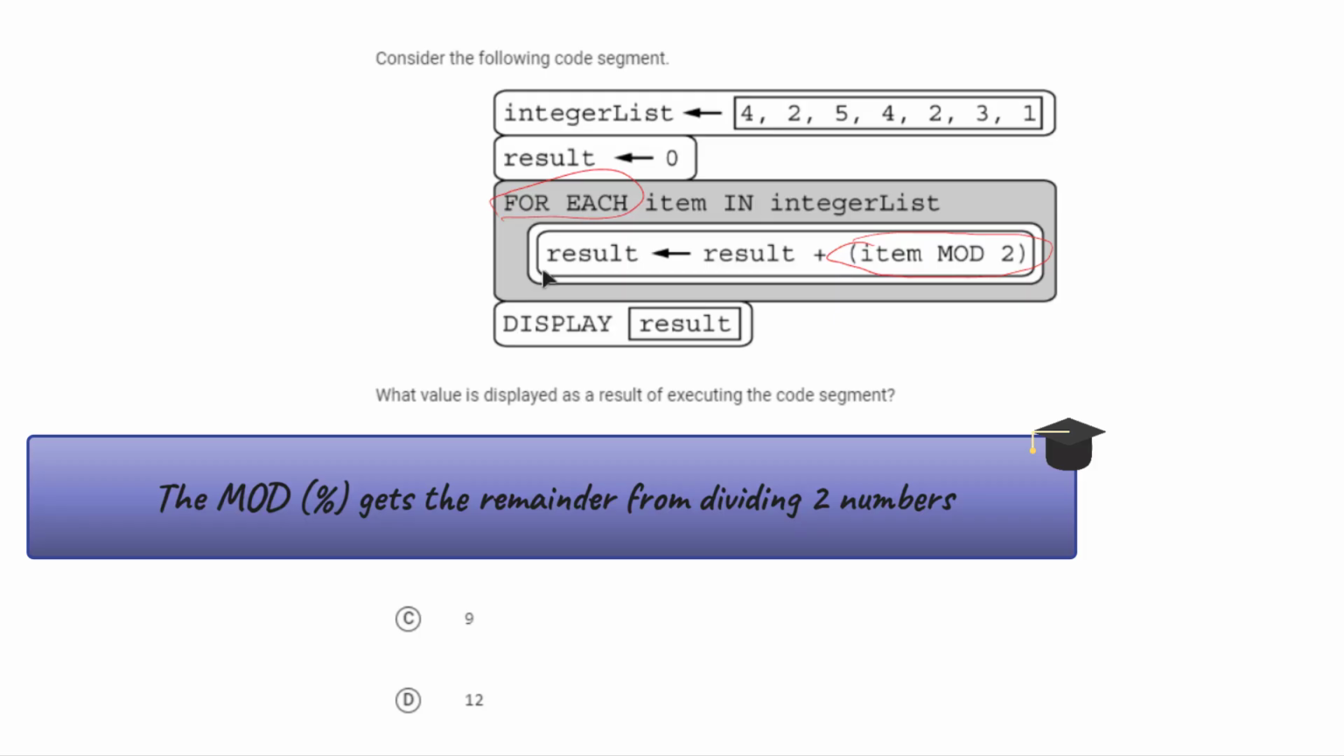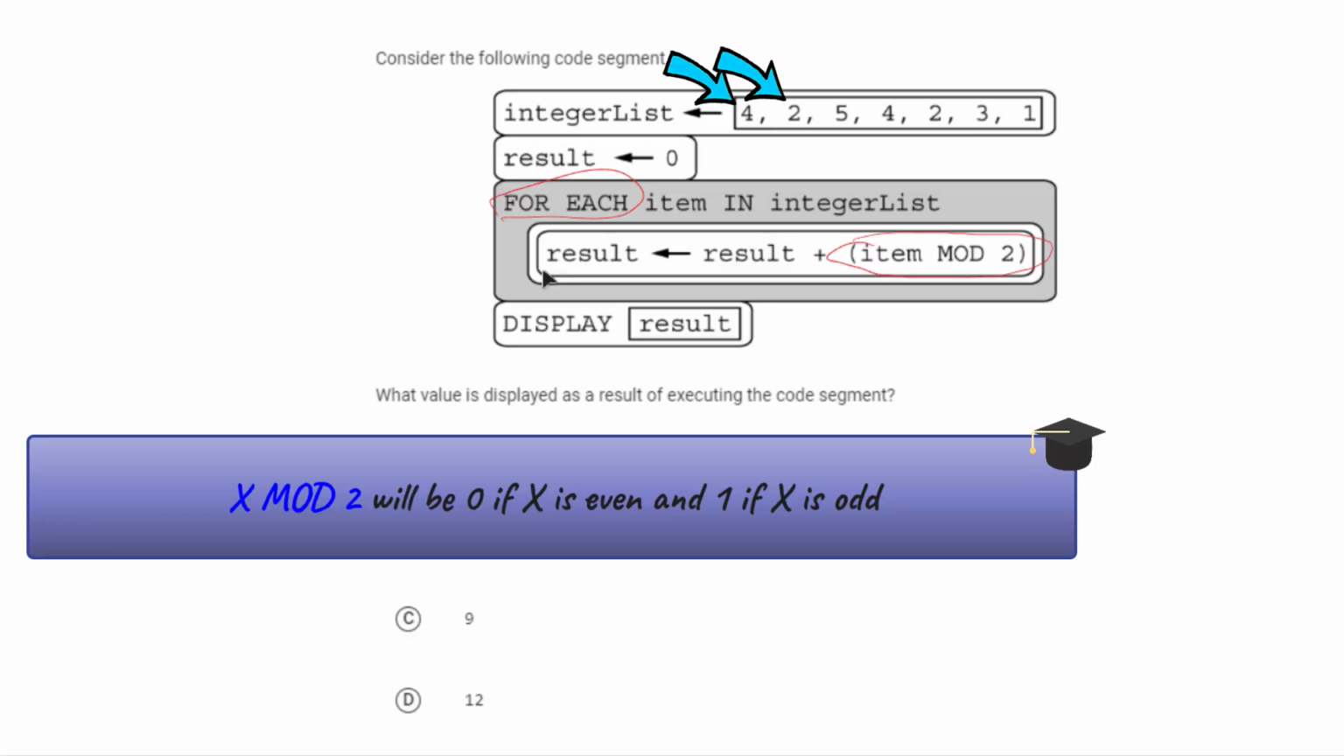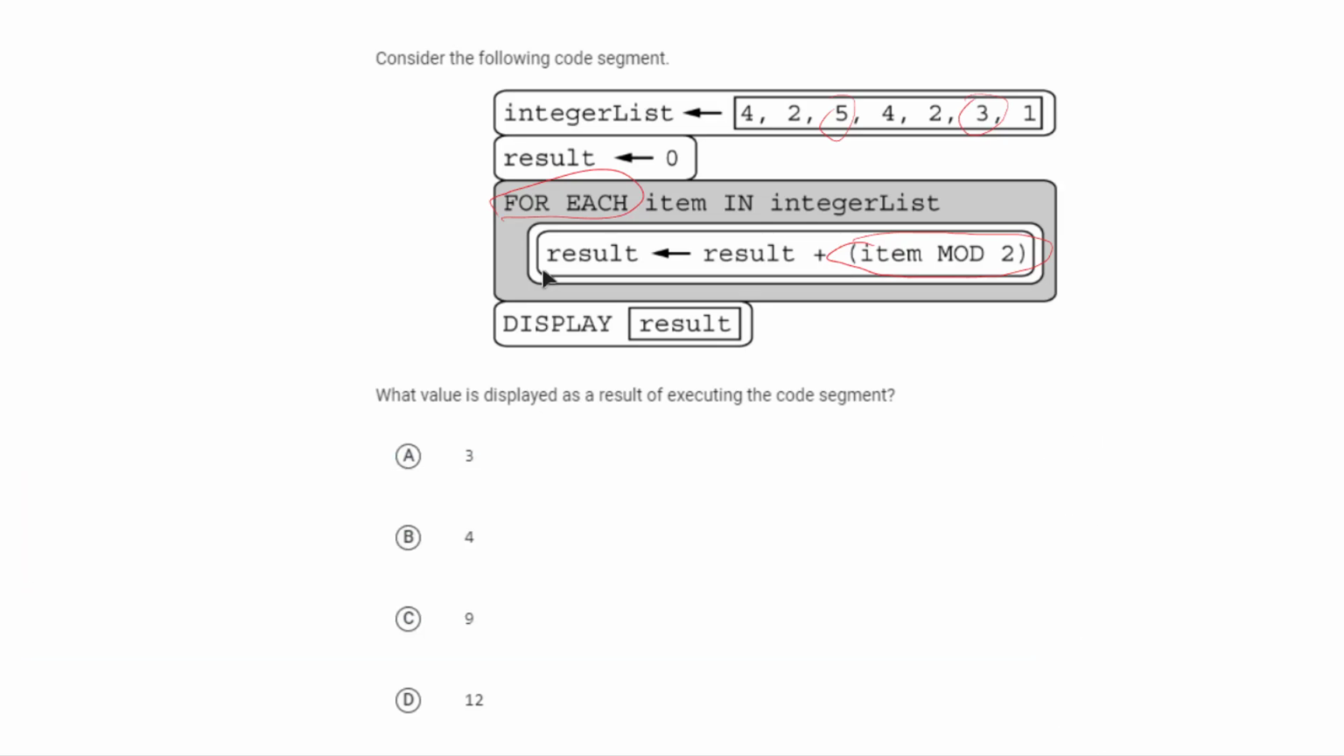Basically, if the value is even, such as 4 or 2, item mod 2 is going to be 0. But if the number is odd, like for example this one here, or this one here, item mod 2 is going to be 1. So whenever we run into an odd item in the list, it'll add 1 to the result. Otherwise, it'll add 0 to the result, right? If we go through this list, we'll see 0, 0, 1, 0, 0, 1, and 1. So we add 0 for each of these and 1 for each of these odd numbers. Basically, this is just counting how many odd numbers are in this list.